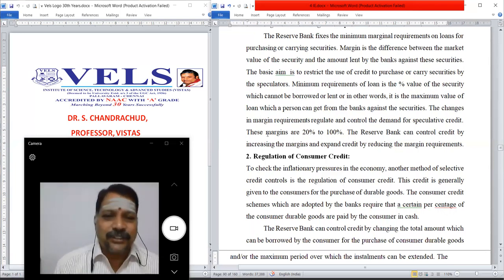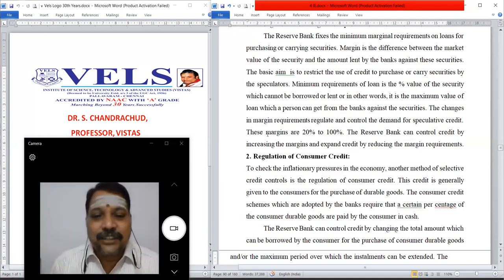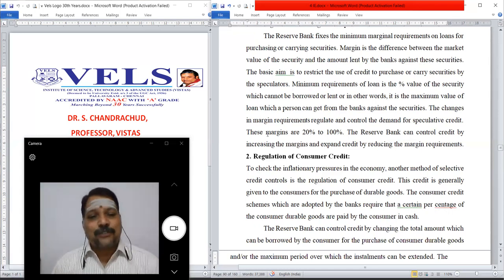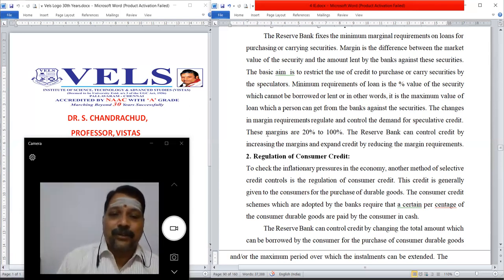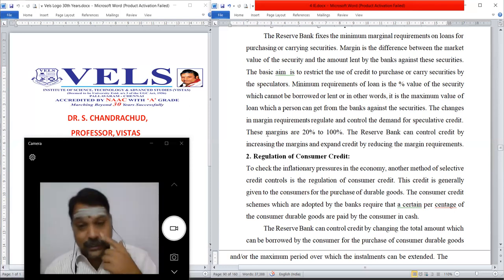This is the purpose. In simple words, we may say it is the maximum value of loan which a person can get from the bank against the security. That should be some margin value. The changes in margin requirement regulate and control the demand for speculative credit. These margins are 20 to 100%, but the Reserve Bank can control the credit by increasing the margin, or expand the credit by reducing the marginal requirement.